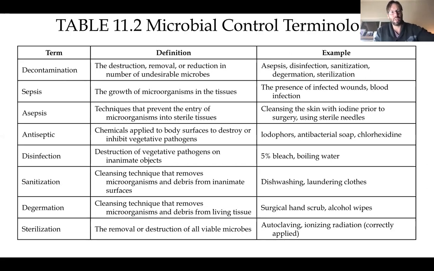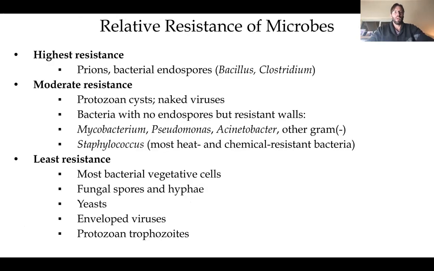And so here's a list. You don't need to memorize this, but this gives you all the terms that you'll need to know and gives you examples and what their application is. Now, when we talk about the resistance of microbes to these controls, there's a range of things that are highly resistant to things that are not as resistant. Prions, and as we've talked about, endospores are very highly resistant to microbial controls.